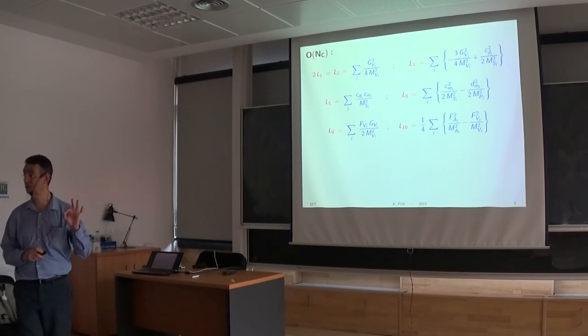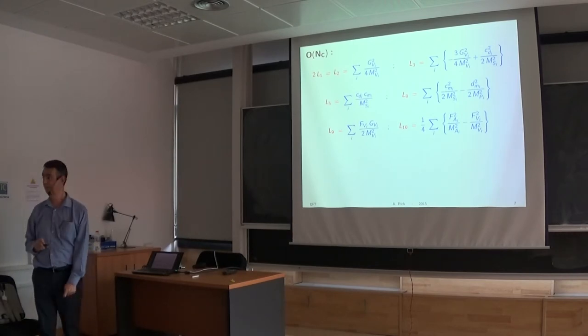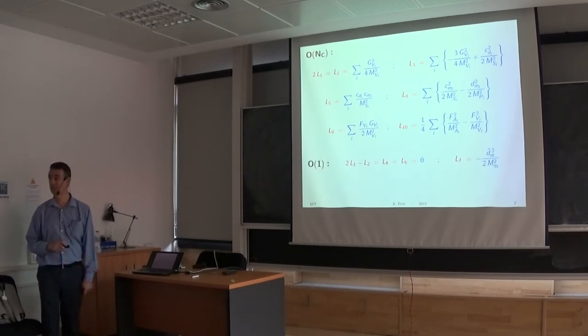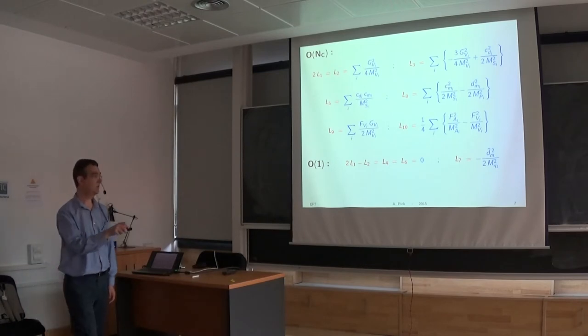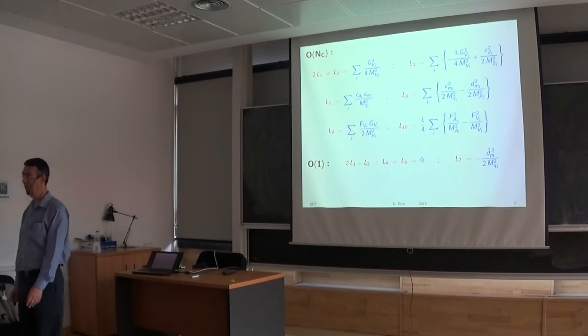And this is a rigorous prediction. While for some others, you predict that there are relations among them. So you are learning something already. In fact, you predict that those things are zero. It's also possible to predict, but I will not enter into that.